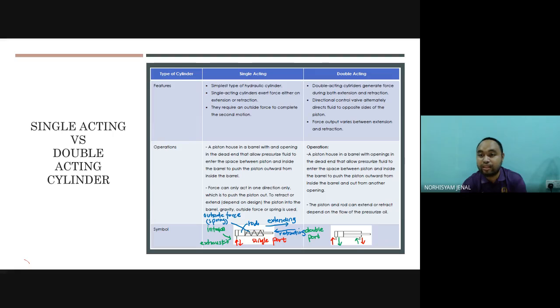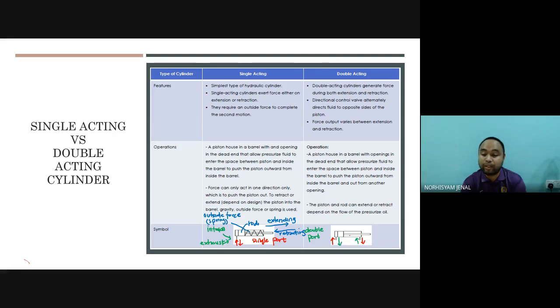However, a double acting cylinder generates force during both extension and retraction. The directional control valve alternately directs fluid to opposite sides of the piston, and force output varies between extension and retraction. It means here, for example, you have liquid coming in through this part. It will push your cylinder to the right and comes out through this port. If you enter from this port, it will push the cylinder, or the rod, back to the left, and it comes out from this port.